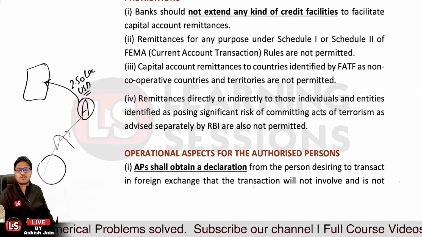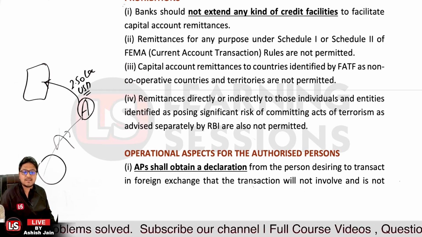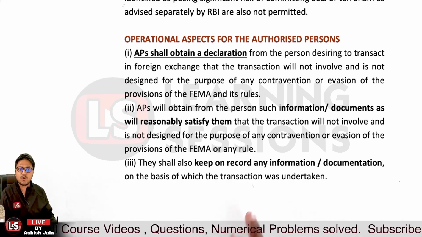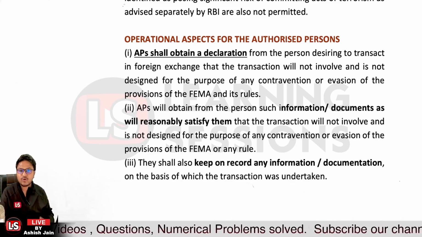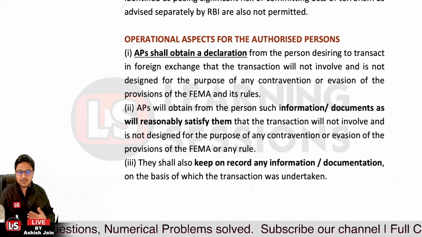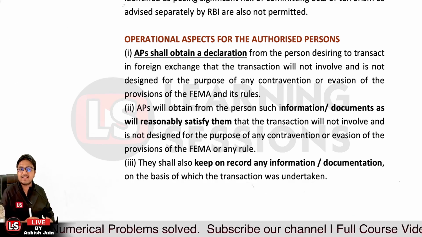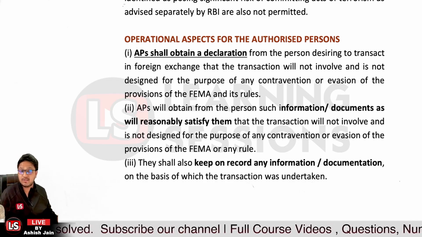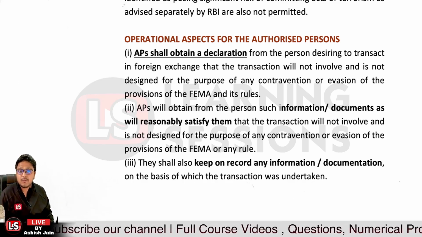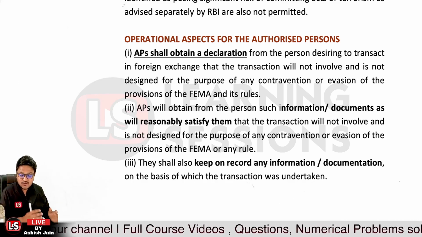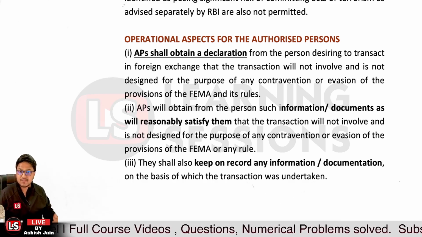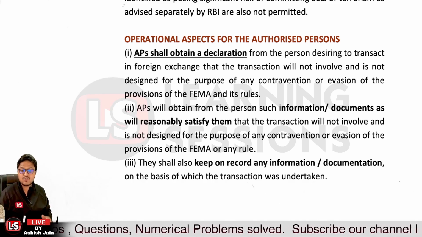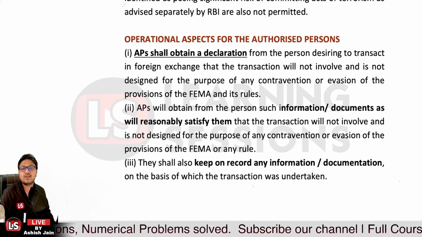Then it's related to operational aspects for the authorized persons. First of all, the authorized person is to obtain a declaration from the person who is going to transact in foreign exchange, that whatever the transaction is, it is not designed in any manner to contravene or evade the provisions of FEMA. And further, the authorized person will obtain such information or documents as are reasonably required to satisfy themselves that the transactions will not be designed in such a way as to contravene FEMA or any other rules.